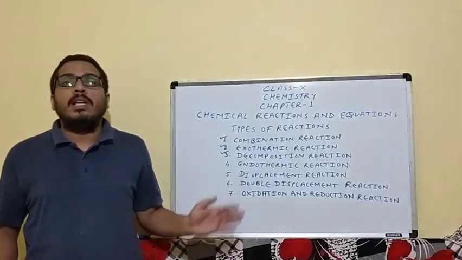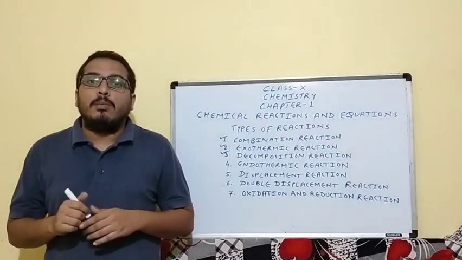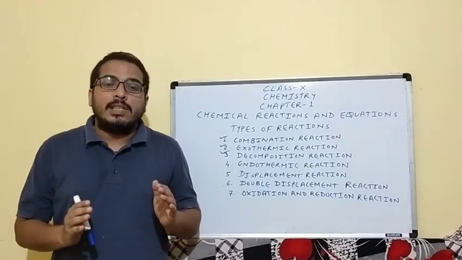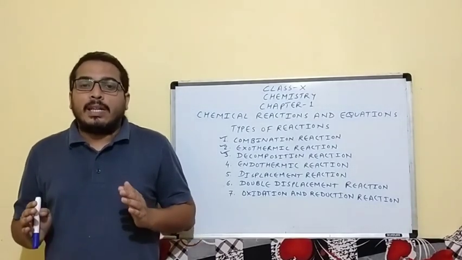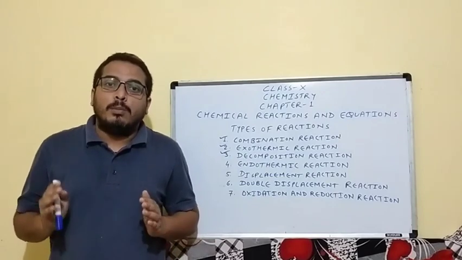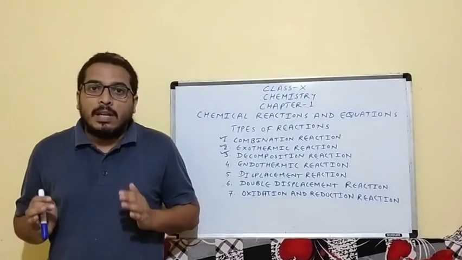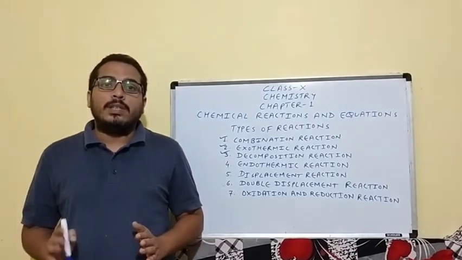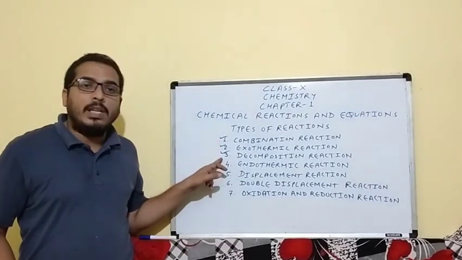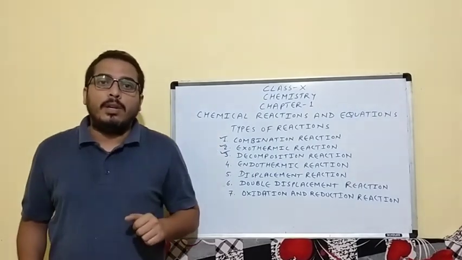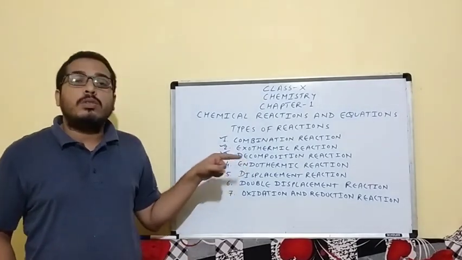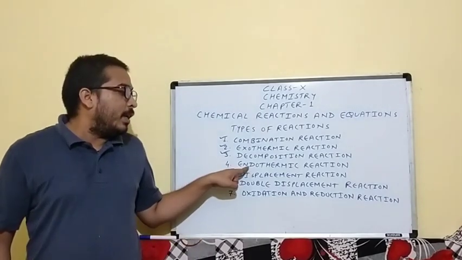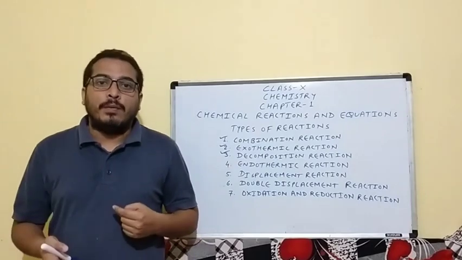And we have also seen three different types of decomposition reaction. First one is light decomposition reaction. Second one is electricity or electric current decomposition reaction. And third one is thermal decomposition reaction. So my dear students, these three reactions we have already seen, and one more thing I want to tell you, this endothermic reaction is also a part of decomposition reaction. We will see endothermic reaction in this particular video.